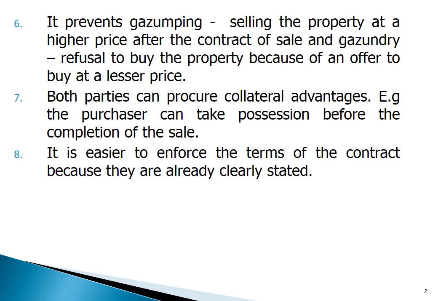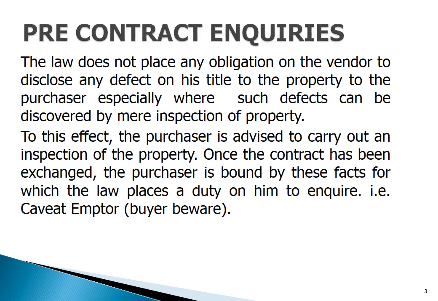6. It prevents gazumping, selling the property at a higher price after the contract of sale, and gazundering, refusal to buy the property because of an offer to buy at a lesser price. 7. Both parties can procure collateral advantages, e.g. the purchaser can take possession before the completion of the sale. 8. It is easier to enforce the terms of the contract because they are already clearly stated.